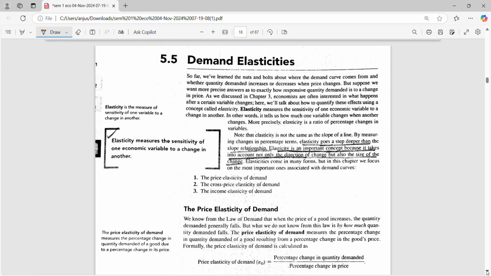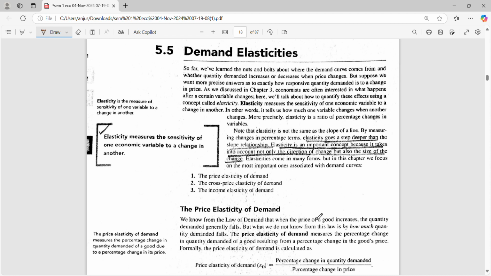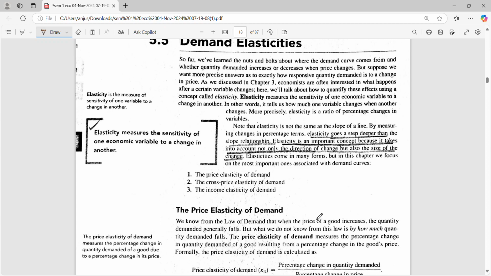Next is demand elasticity. I have made some detailed, very well explained notes on demand elasticities, which I will share in the next class. I think they are better, with more explanations than what is in your study materials. So the basic thing: what is demand elasticity?